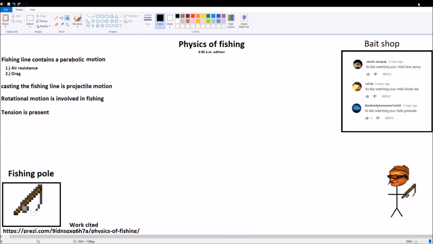So the first thing I want to talk about is your line and the parabolic motion in it. There are always factors like wind resistance, drag, and bait. Wind resistance depends on how strong the wind's going. If it's not that bad, it's not going to be as hard to throw or get into the spot you want it to.